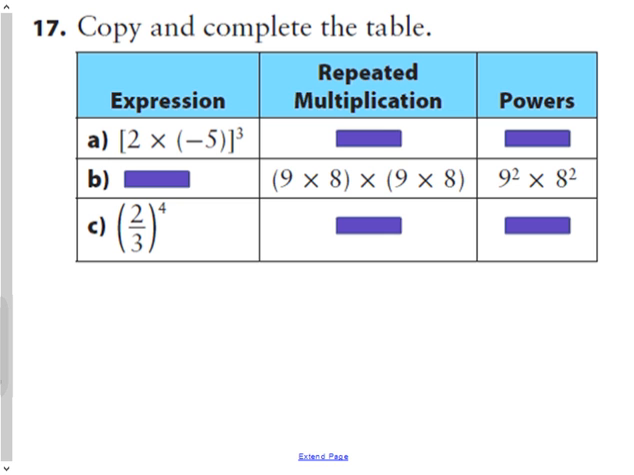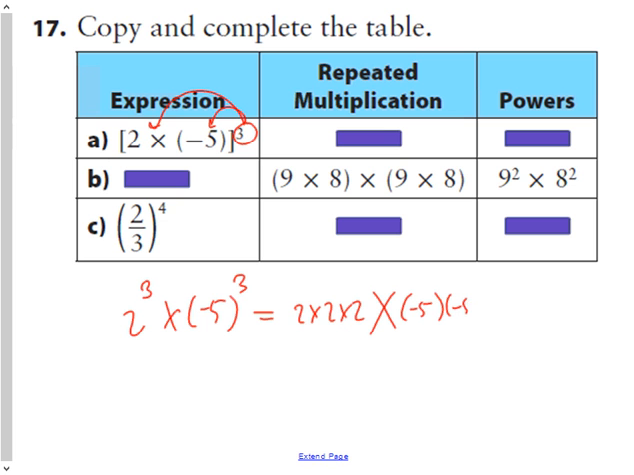All right, question 17 says copy and complete the table. So for A, we have an exponent of 3 outside the brackets, which means we can apply it to both the terms in the product, which means it's going to be 2 cubed multiplied by, in brackets, negative 5 cubed. In repeated multiplication, that would be 2 times 2 times 2 multiplied by negative 5 times negative 5 times negative 5. I did it backwards. I did powers first and repeated multiplication second.